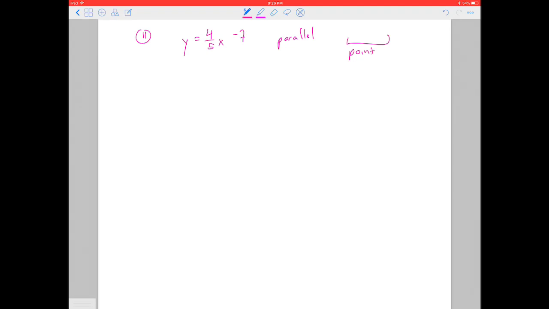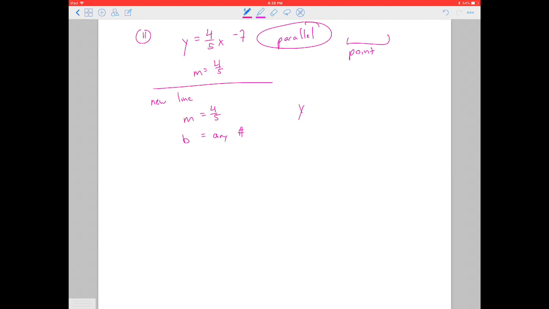So if we look at this, the most important thing is since we want parallel, we have to take our slope, which was 4/5, and use that. Parallel means our new slope should also be 4/5, but our y-intercept, it literally gave us no other constraints, so our y-intercept could be any number.